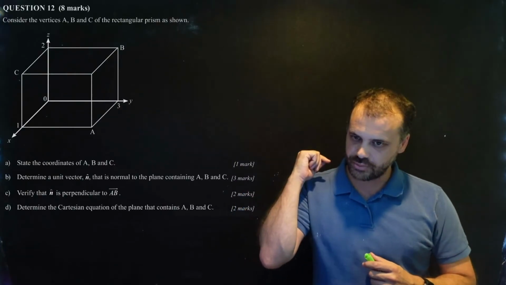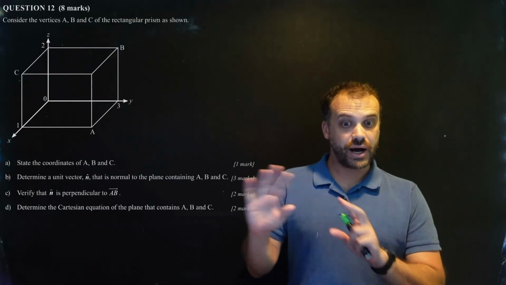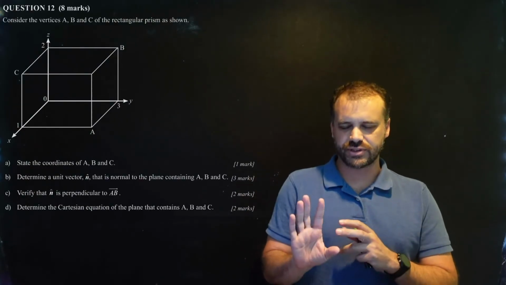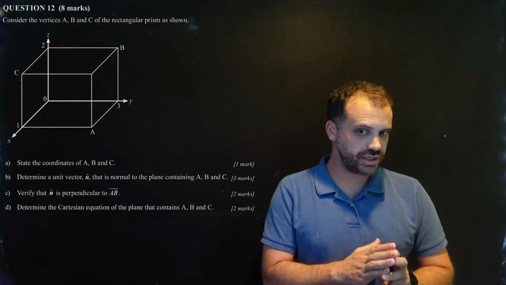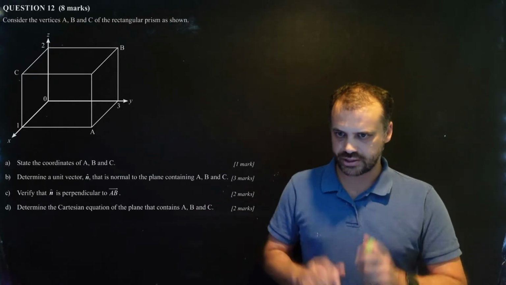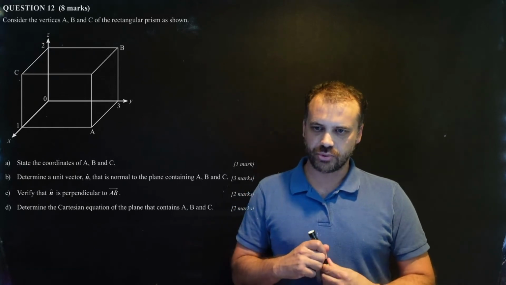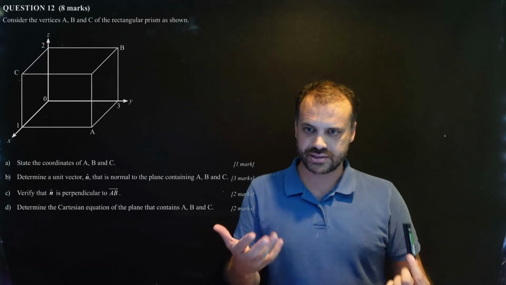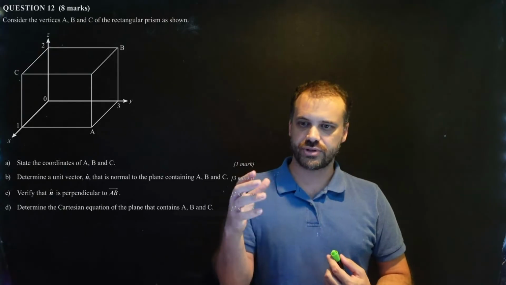All right, so here we have another vectors question. Now, part A, all of you can do. If you haven't done something called the vector product yet, or equations of planes, you're going to struggle with the other bits. All right, so let's get started. State the coordinates of A, B, and C. All right, super easy. We ran through this in the last one.